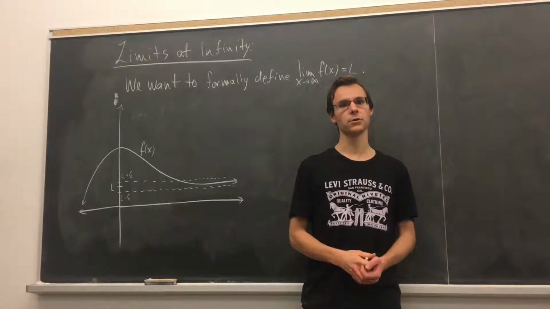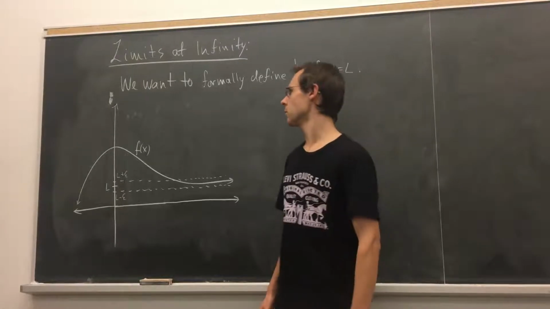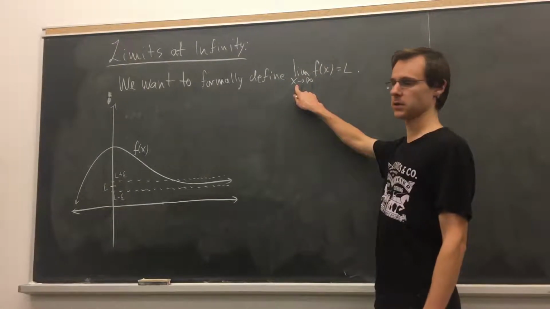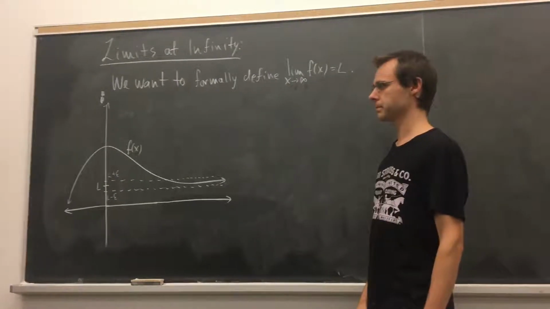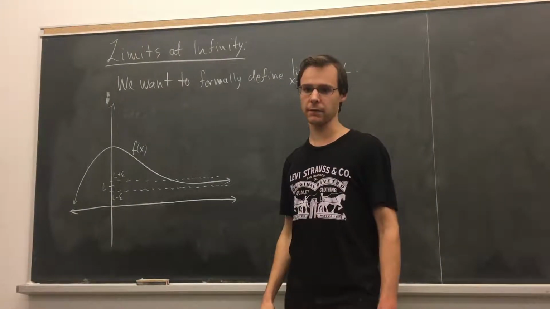Today we're going to start a new topic. We're going to talk about limits at infinity. So we're going to formally define what it means for the limit as x approaches infinity of some function f to exist and equal L. Okay? We want something resembling an epsilon delta definition for this.